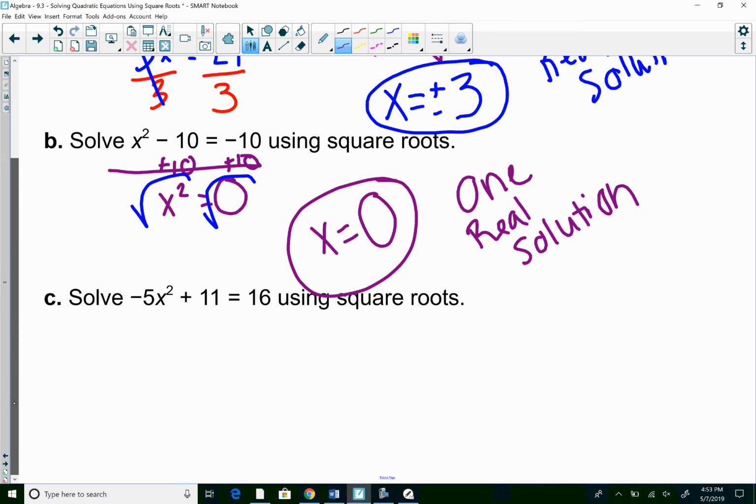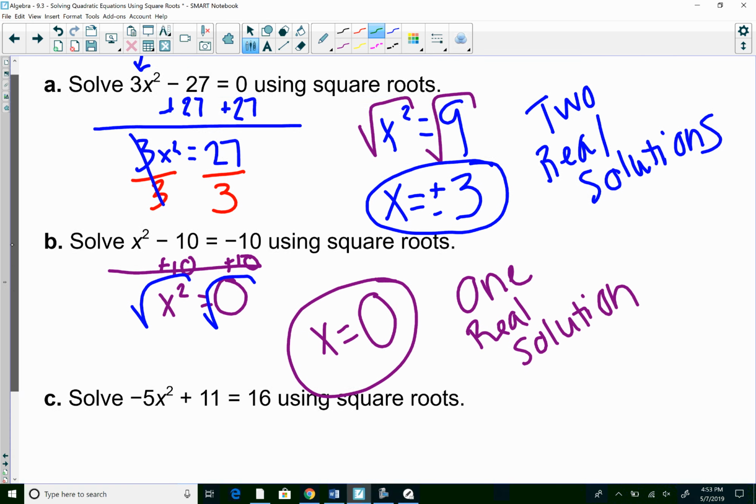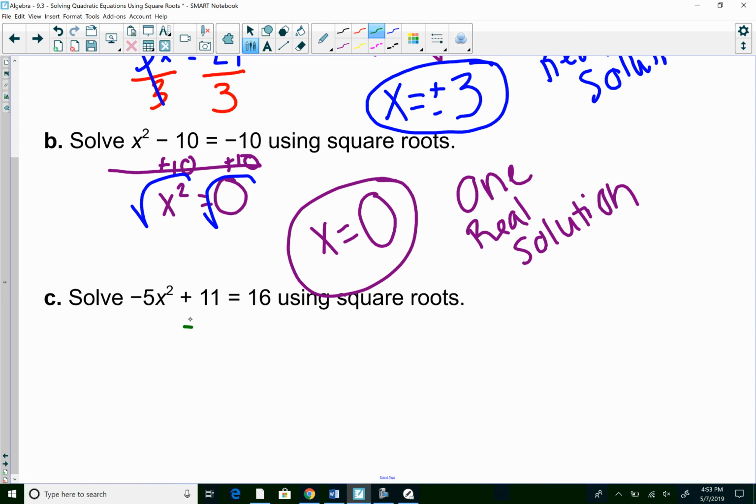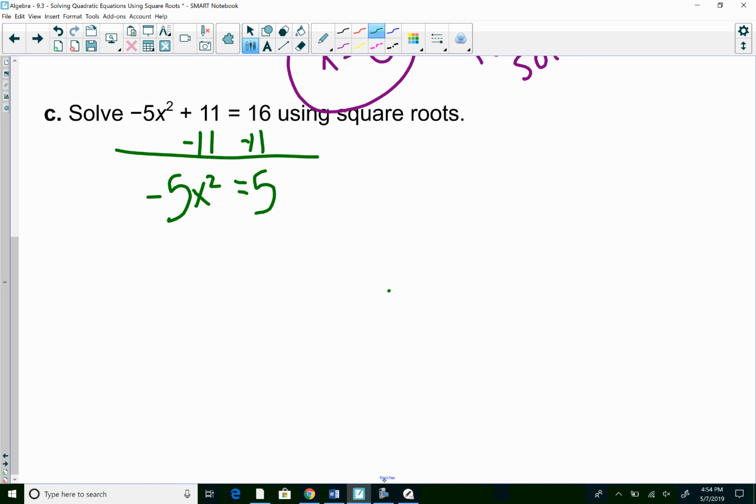Okay, then taking a look at letter C. Letter C is starting to look a lot more like letter A. Again, we're just trying to get x all by itself. So if we subtract 11 from both sides just to get ourselves started, this is going to turn into 5.